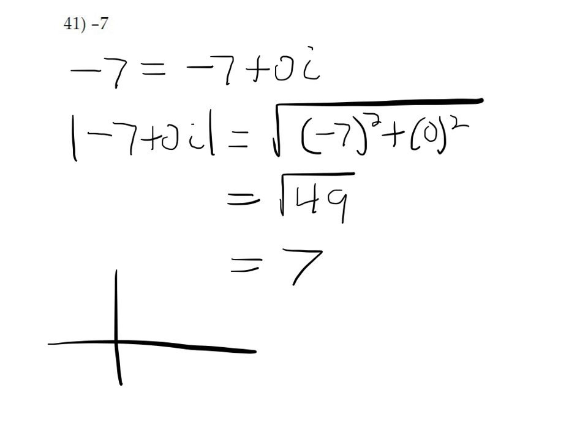Now what this represents is the complex number -7 is left on the real axis, and the absolute value of the complex number -7 is the distance from the origin to that point. Distance is always measured positive, so we get the distance of 7. So the absolute value, or the modulus, of the complex number -7 is 7.